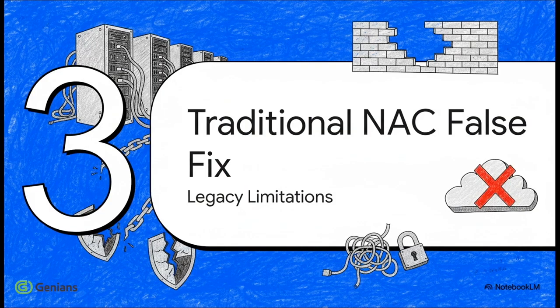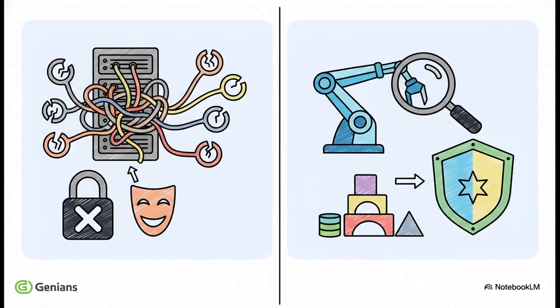Section 3, the traditional NAC false fix. So naturally, you might wonder, why not just throw a legacy NAC solution at this, right? Cisco ISE, Aruba ClearPass, FortiNAC, Forescout. They've been around forever. But here is the architectural reality. Their traditional model is 802.1x first. That demands agents or supplicants. And OT or IoT devices? They just don't have them.